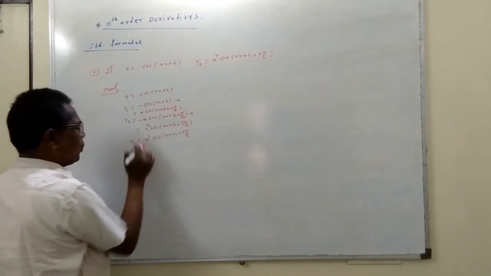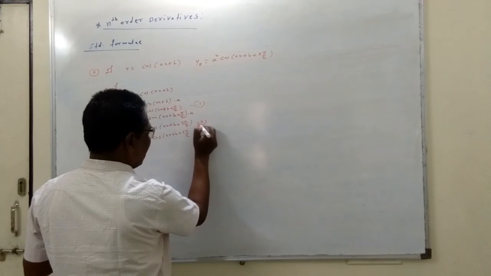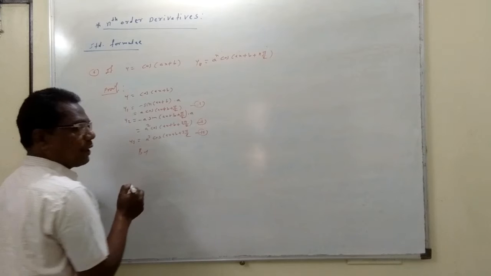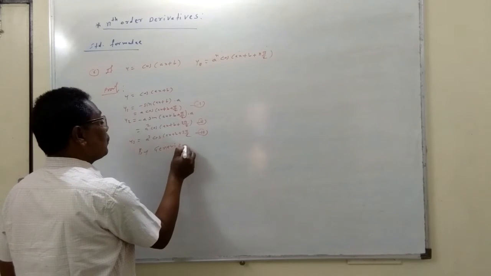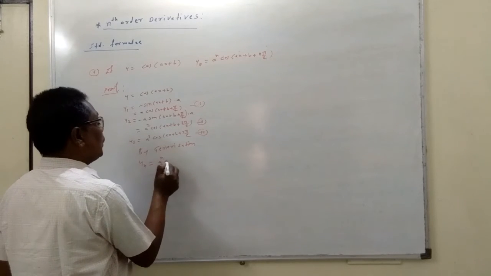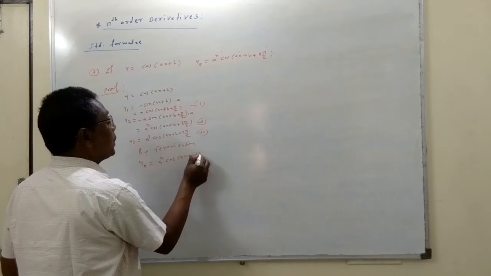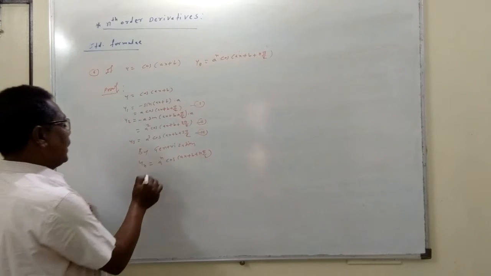Directly we will write by observing the first two derivatives. So if we observe the first result, the second result and this third result, we will generalize the result for nth derivatives. So by generalization, yn is equal to a raised to n cos(ax + b + nπ/2). That is the result, hence proved.